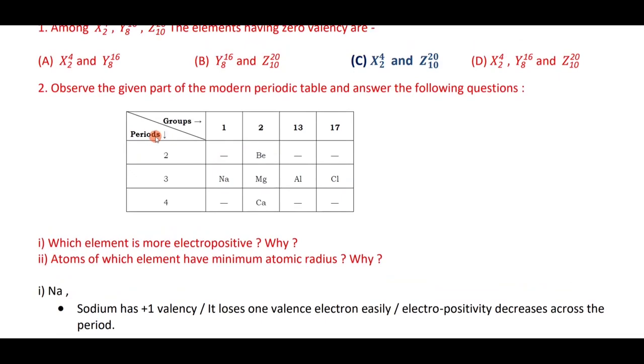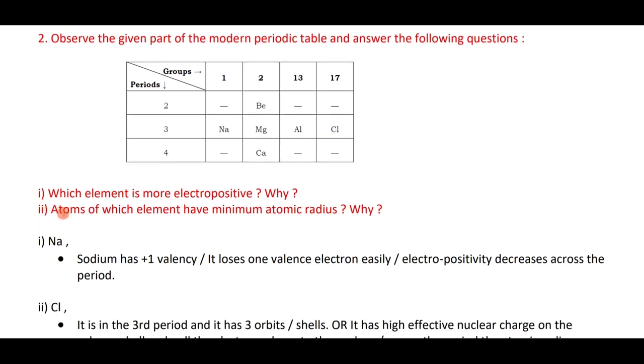Observe the given part of the modern periodic table and answer the following questions. Which element is more electropositive and why? Sodium is more electropositive because it loses one valence electron easily, and also electropositivity decreases across the period.